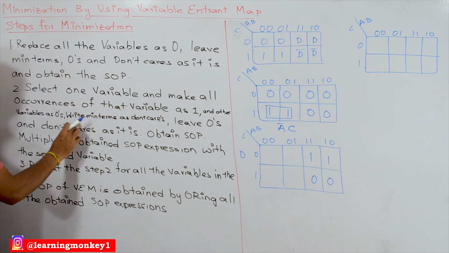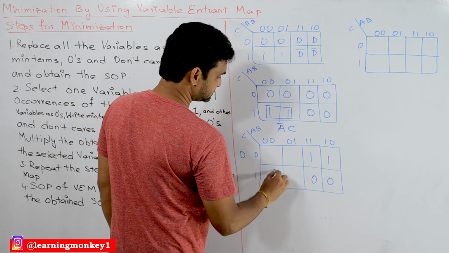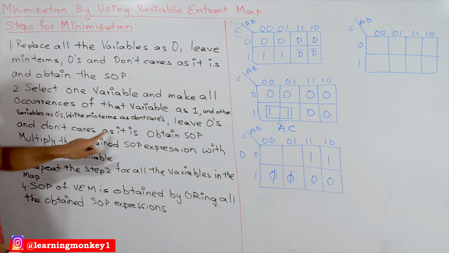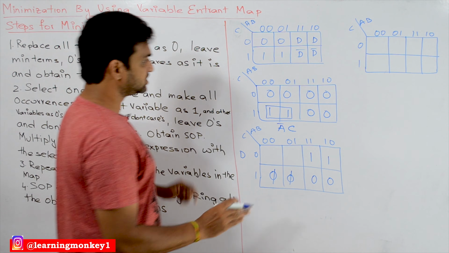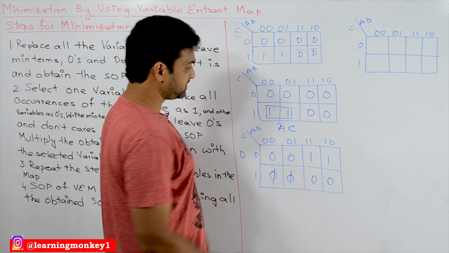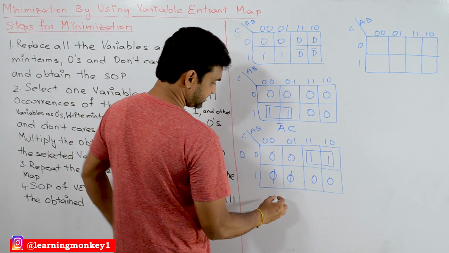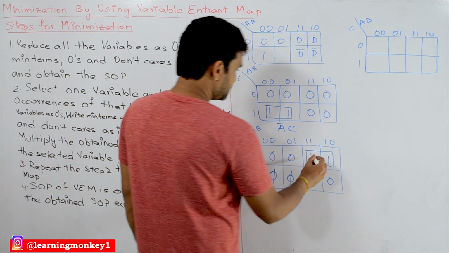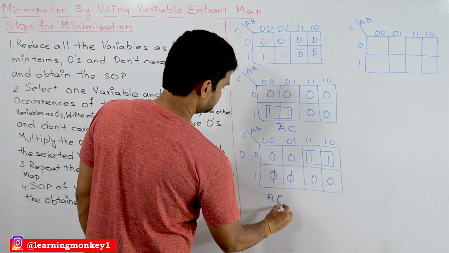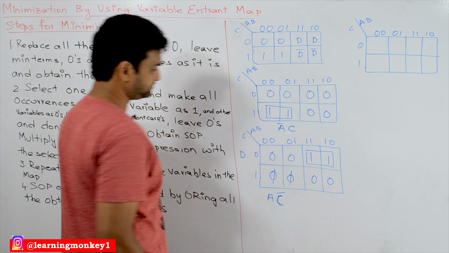The next step is to write min terms as don't cares. The min terms are to be written as don't cares, so these are the don't cares. Leave zeros and don't cares as they are. The remaining part is this, and we have to obtain the SOP for this. What is the SOP for this? It is A C, sorry, A C complement.